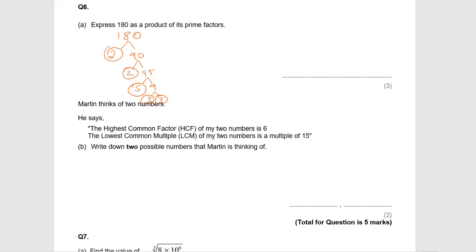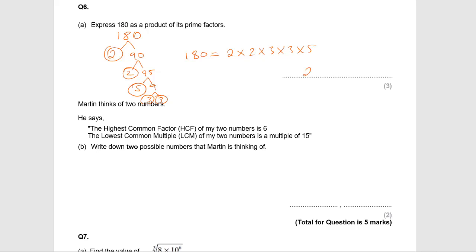Now all I have to do is list them. So 180 as a product of prime factors: I've got the numbers circled now, so I wouldn't be confused with the other numbers, because I'm only looking for the numbers in the circles. 2 times 2 times 3 times 3 and then times by 5. Okay, and that's your answer.